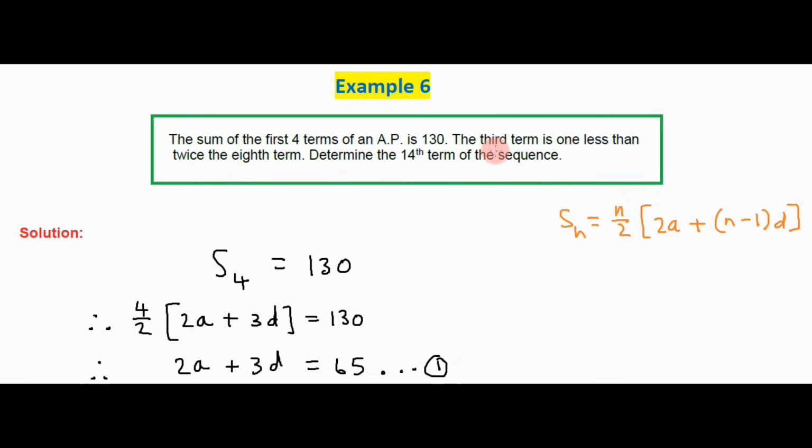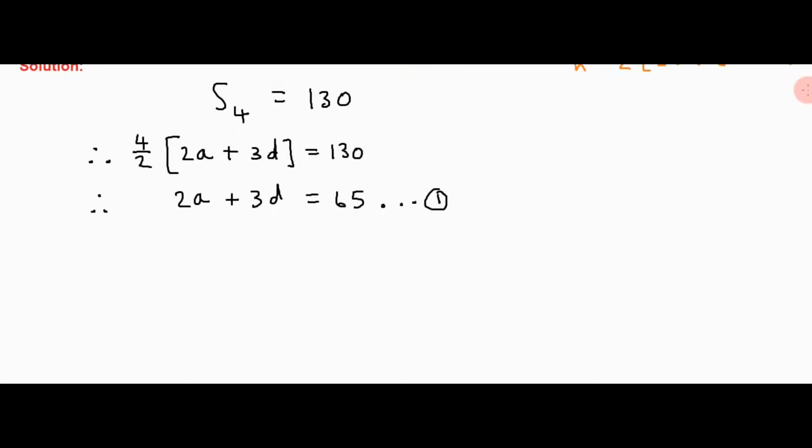Let's convert the second bit of information into an equation. The third term is 1 less than twice the 8th term. So the third term is 2 times the 8th term, or twice the 8th term, minus 1. So T3 is twice T8 less 1.